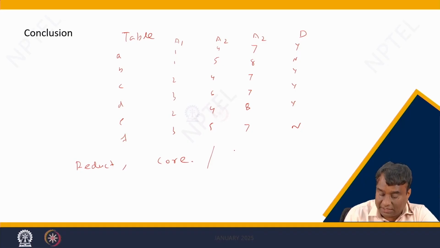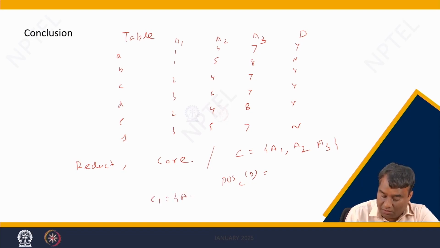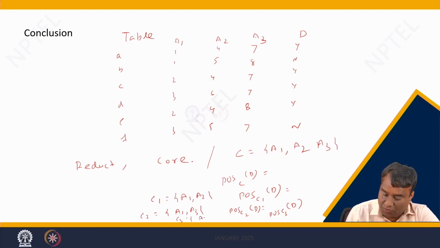Try to find all the things. Take C equal to A1, A2, A3, then find the positive region of U by D with respect to C. Then take C1, which is A1, A2, and find the positive region of C1 with respect to U by D. Take C2, A1, A3, then find the positive region of C2 with respect to U by D. Then take C3, find the positive region of C3 with respect to U by D, where C3 is A1, A2 and A3. Then try to understand what the reduct and core are, etc.